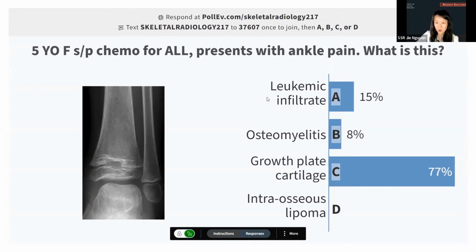Okay, so leukemic infiltrate tends not to have this kind of very contained or even lytic process. Usually it's something that we see on MR, but not much on the radiograph, because you need to lose at least 30 to 50% of the bone stock in order to be visible on radiograph. Osteomyelitis is definitely possible, especially when these patients undergo avascular necrosis. They're vulnerable, right? But growth plate cartilage, because it actually abuts the cartilage, has the same lucency as the cartilage. And so the next imaging modality, you will all say MRI.